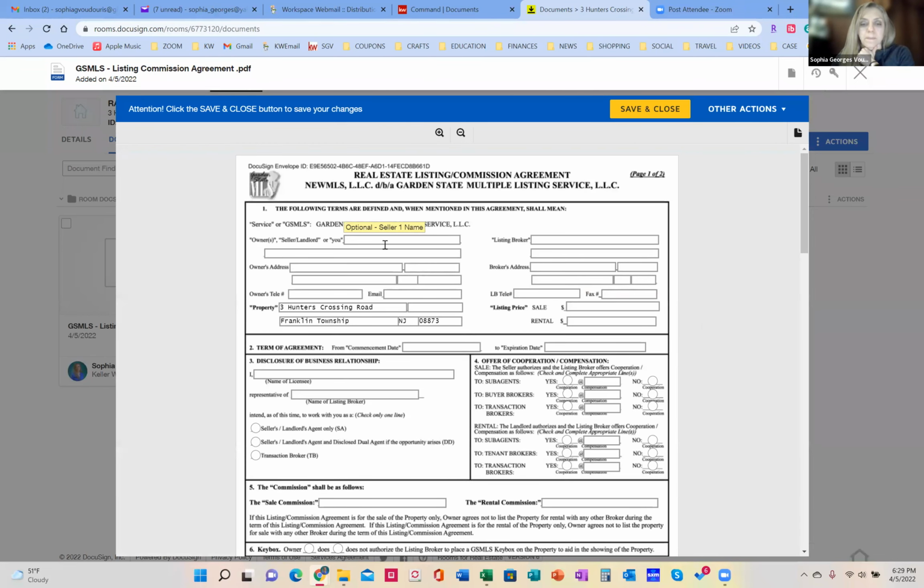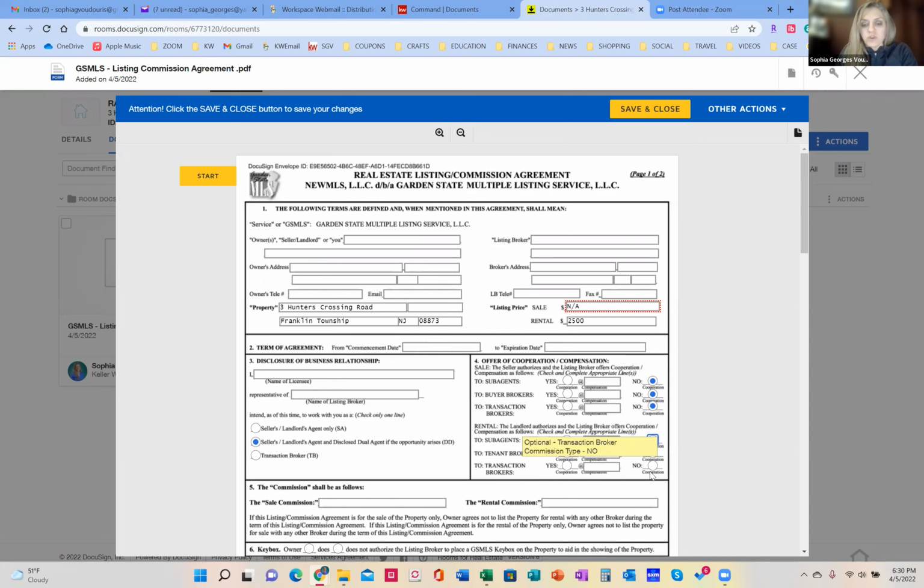Okay. Right, all of this will be filled in. And then here, the rental, let's say it was 2,500. Put the commencement date. You're going to be a dual agent, so you'll fill all this out. And then here you'll say no, no, no, because these are for sales. This is the sale side. You're looking at the rental side.